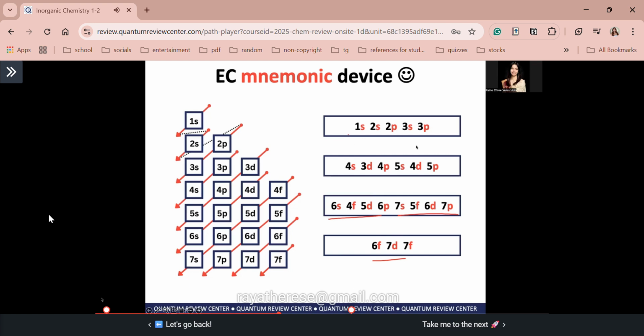Okay? Again, 1, 2, 2, 3, 3. Tapos 4, 3, 4, then 5, 4, 5. Then 6, 4, 5, 6. Then 7, 5, 6, 7. Then lastly, 6, 7, 7. Diba? Kayang-kaya niyan. O, tanong nyo, what if orbitals naman, ma'am? Paano i-memorize yan? Parang hirap naman yan. Don't worry, dahil madali lang yan.